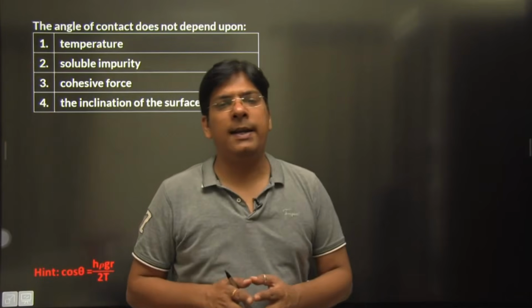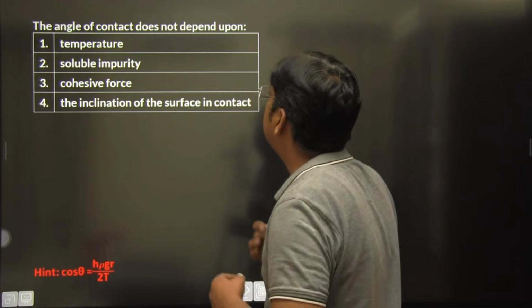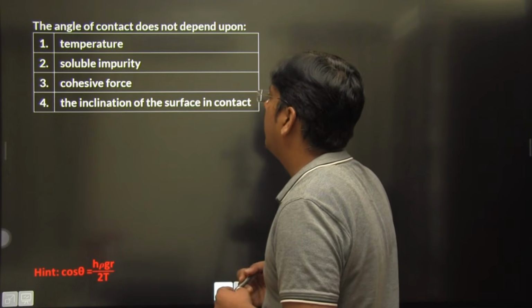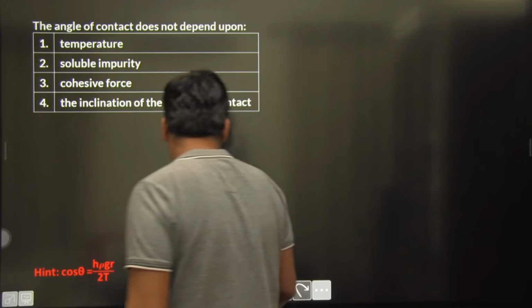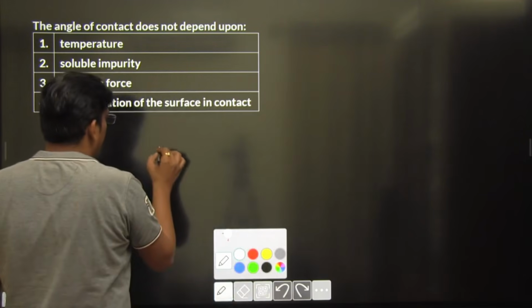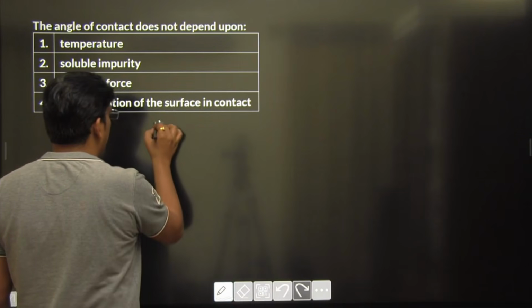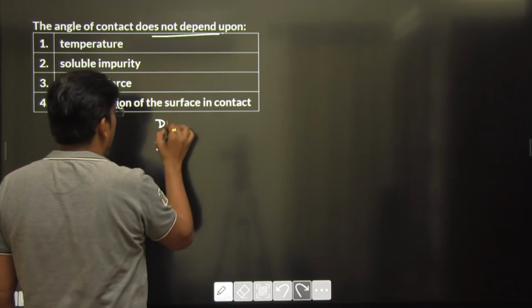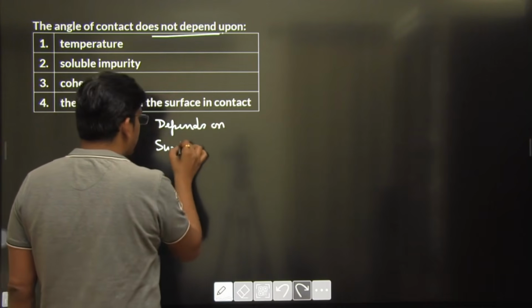Dear students, let us discuss this question now. The angle of contact does not depend on... Dear students, the angle of contact depends on the surface tension. They are asking what it does not depend on. I know that it depends on surface tension.